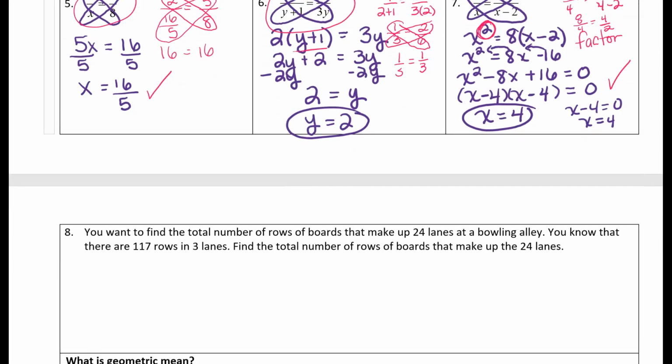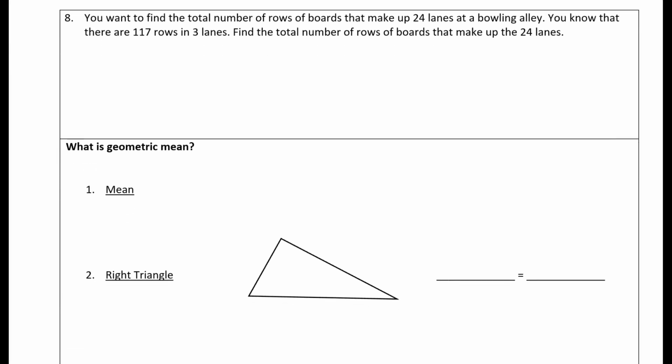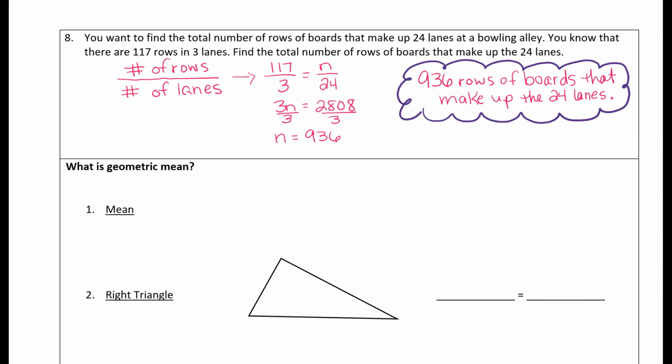Now, the next problem, as you flip your notes to the back, will be number 8. This is an application problem of where you do proportions. So please stop the video, read the question, and solve this. Okay, so for number 8, go ahead and check your work. I set up the ratio of the number of rows and the number of lanes, and then I set them equal in a proportion. I solved and got 936.